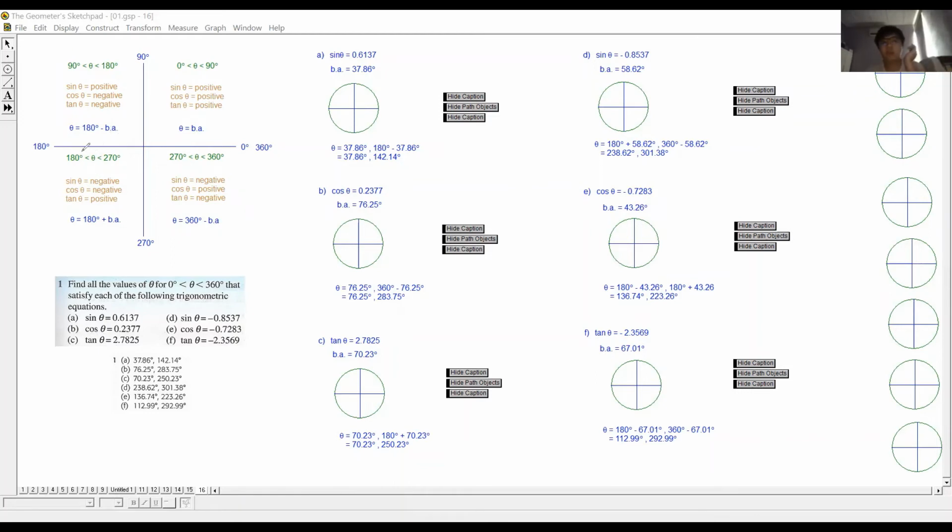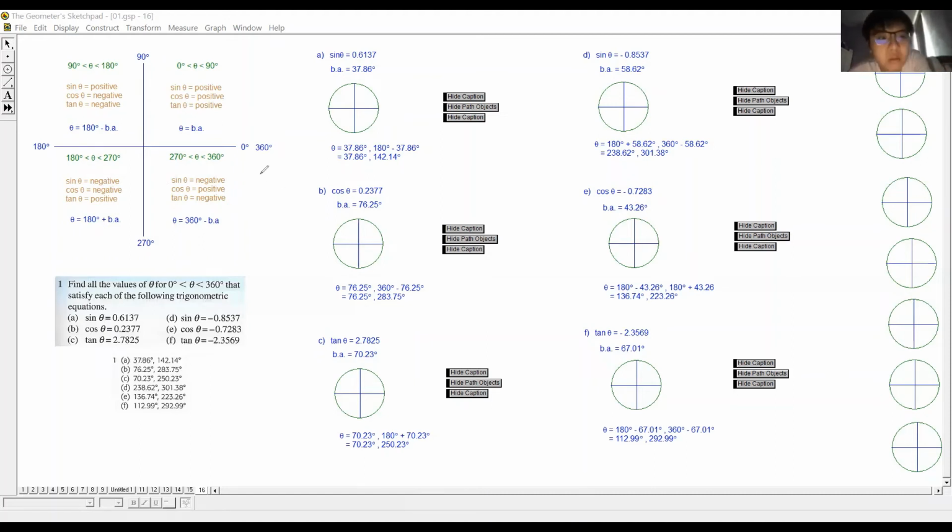Now here, this is the third quadrant. The third quadrant has angles between 180 degrees and 270 degrees. So this is from this line until this line here. In the third quadrant, the sine theta is negative. Cosine of the angle here is negative. Tangent is positive. And how to get the actual angle? You use 180 plus the basic angle, and you will get the actual angle.